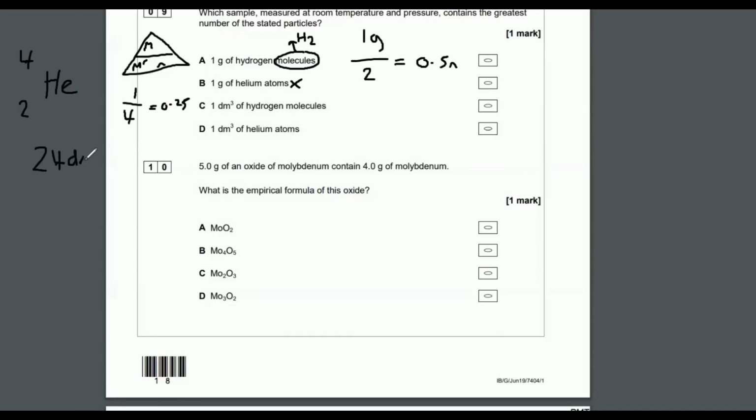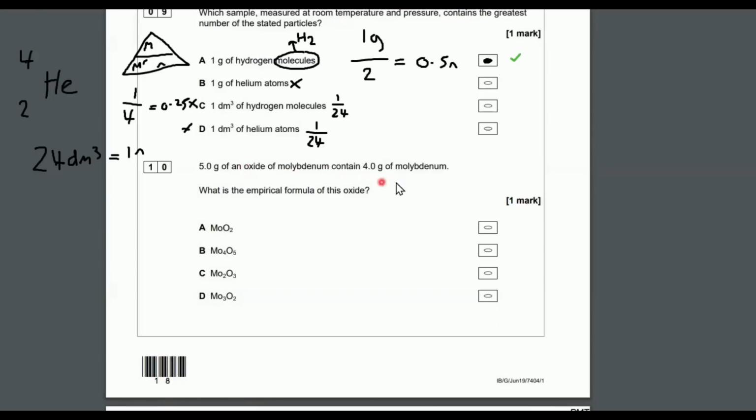Then we've got 1 decimeter cubed of hydrogen molecules. Remember that 1 decimeter cubed is 1/24th of a mole, because 24 decimeters cubed of any gas equals a mole, and that's the same for the helium atoms. So there's 1 decimeter cubed of each, so we've got the same number of particles in C and D, and they're not correct because they're not as much as 0.5.